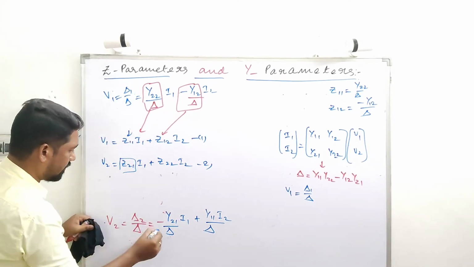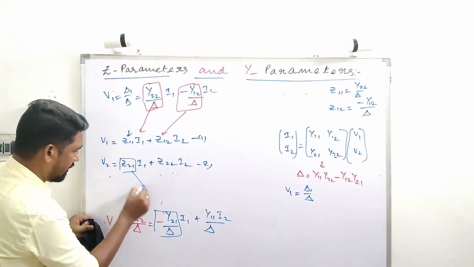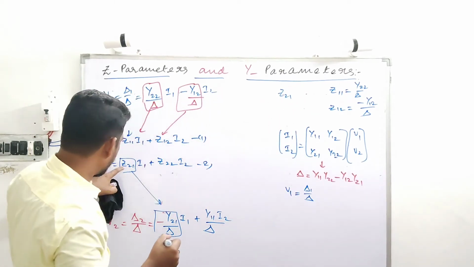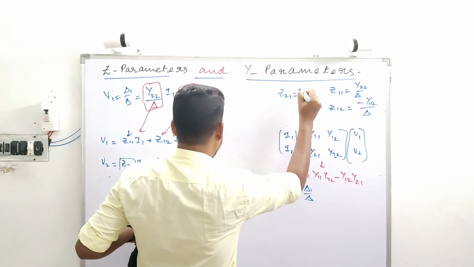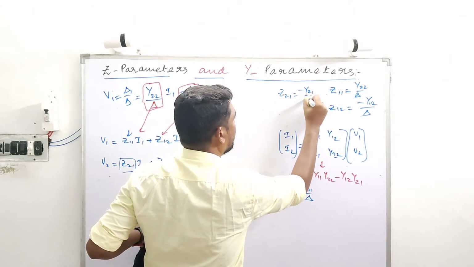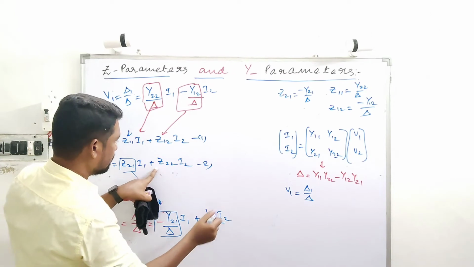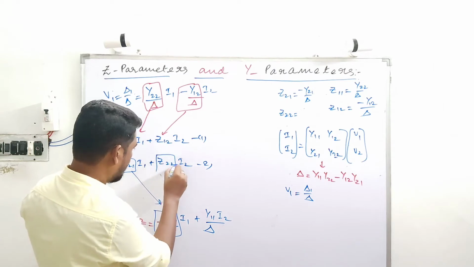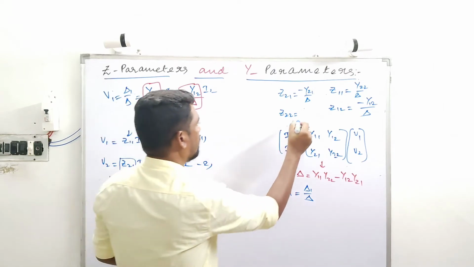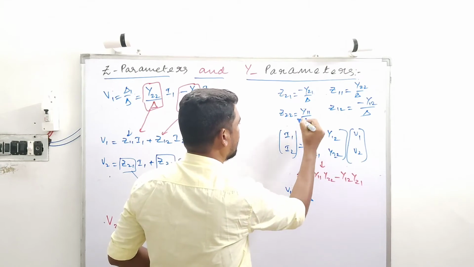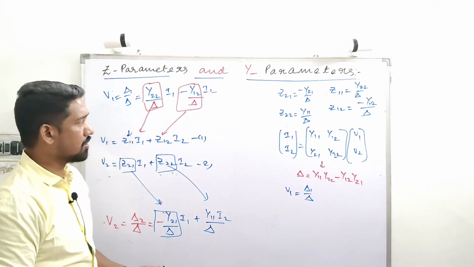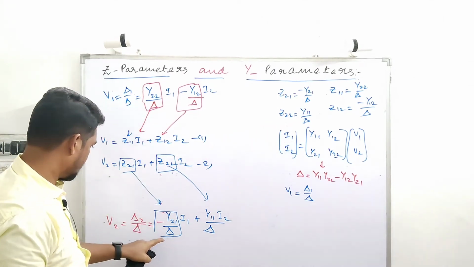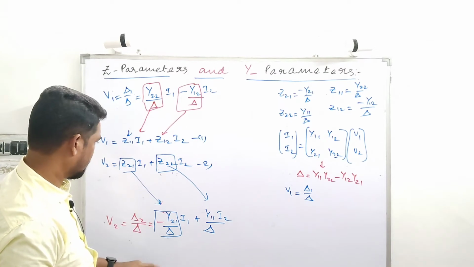z21 will be the negative of y21 by del, this one. All right. So what is that? z21 will be equal to negative of y21 by del, and z22, that will be which one? z22 will be y11 by del. All right. So these are the 4 z parameters expressed in terms of y parameters.